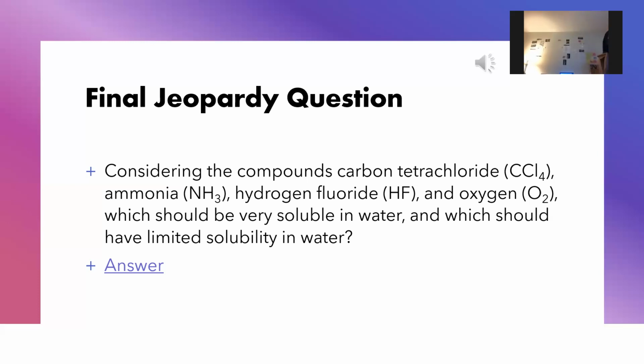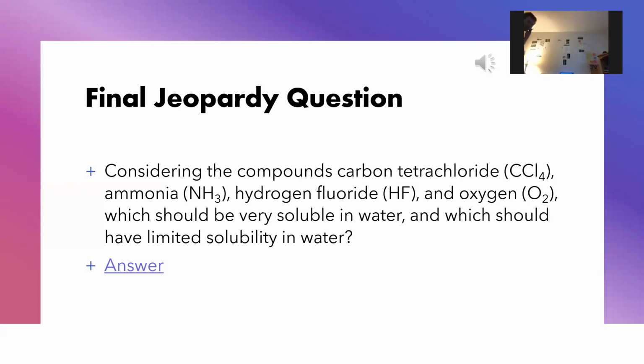All right, let's see what you put. Iodide, let's see what you have here. You have NH3 and CCl4 as soluble, and hydrogen fluoride and oxygen with limited solubility. No, that is incorrect. How much did you wager? $1. So Iodide, you did not lose much, and your final total here is $3,099.